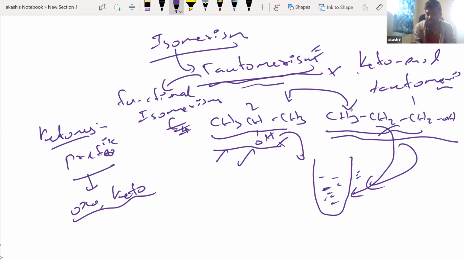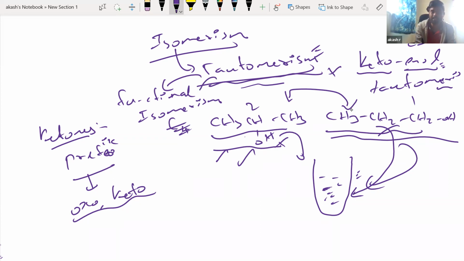From the name you see, keto means ketone or aldehyde, and enol. What is enol? C double bond C with an OH. That is what an enol is. So keto-enol tautomerism means the aldehyde or ketone can convert itself into its enol form, or if you have an enol form, you will be able to convert it back into the keto form. That is what you're going to study. How are you going to convert it? What exactly is happening? We'll try to understand now.